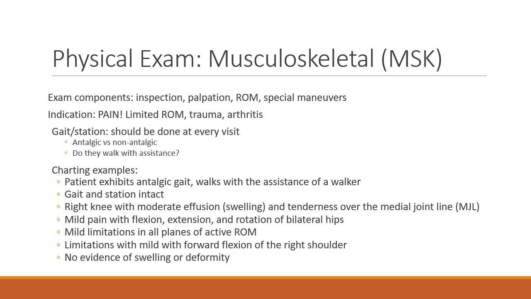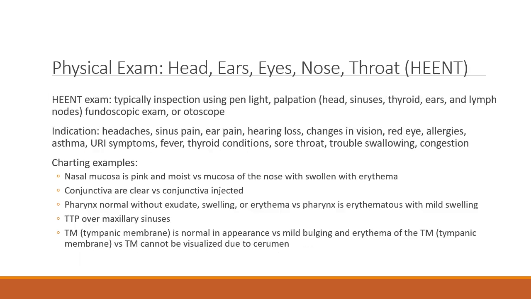Specifically for the shoulder, limitations with mild forward flexion of the right shoulder, or if we're looking at swelling here, no evidence of swelling or deformity. Again, these are just some examples, not all inclusive, but just some examples for you. Next on the list is head, eyes, ears, nose, and throat exam, or the HEENT exam.